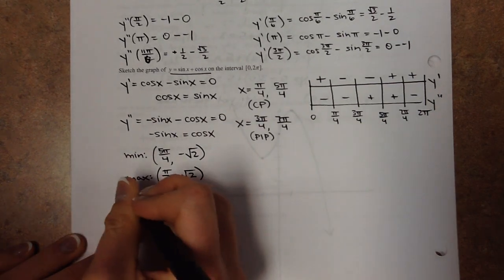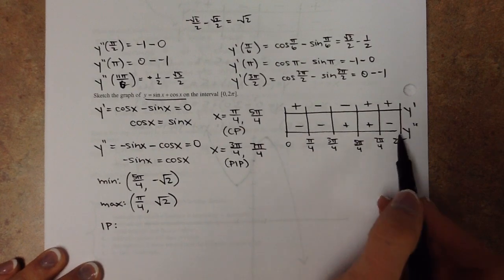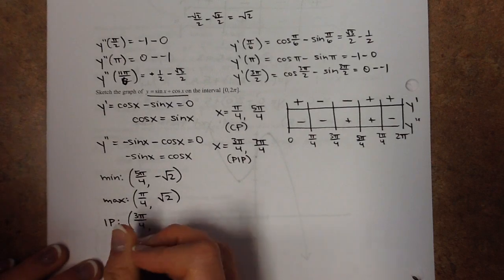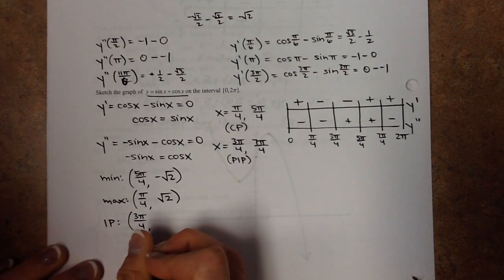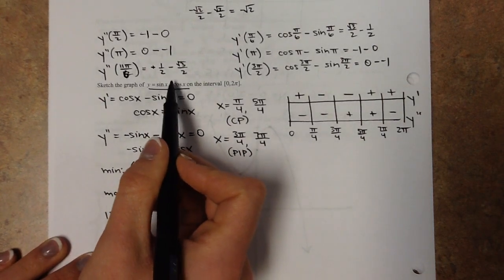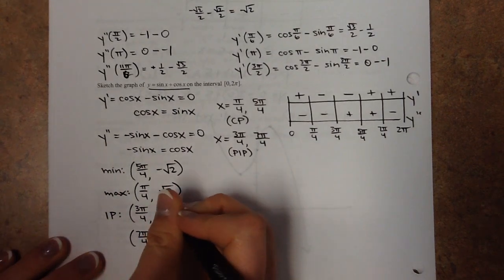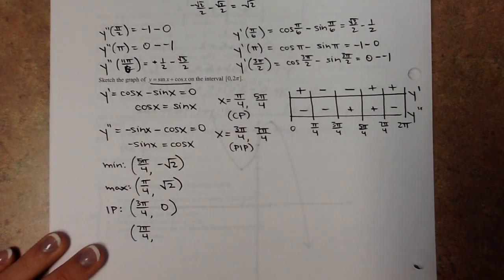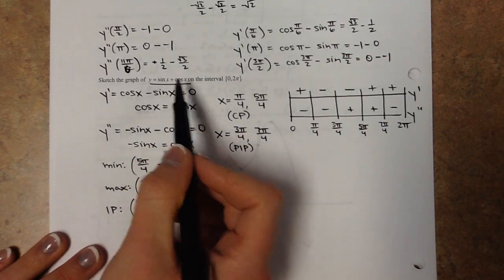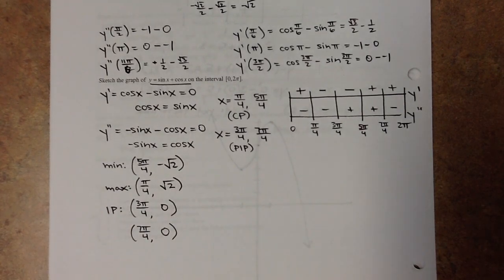Okay, inflection points. Inflection points happen when the second derivative changes. That happens here and here. So I have one at 3 pi over 4, and another one at 7 pi over 4. If I plug in 3 pi over 4, sine of 3 pi over 4 is root 2 over 2. Cosine of 3 pi over 4 is negative root 2 over 2. So they cancel and I get 0. The same thing happens when I plug in 7 pi over 4. I get a negative root 2 over 2 plus a positive root 2 over 2, so I get 0. So those are the coordinate points that I have so far.